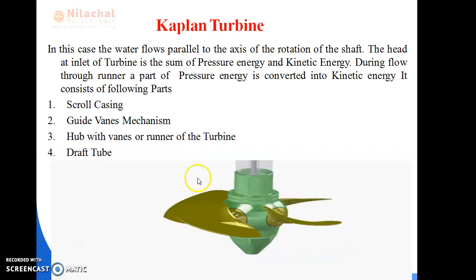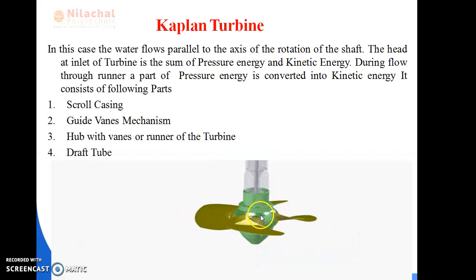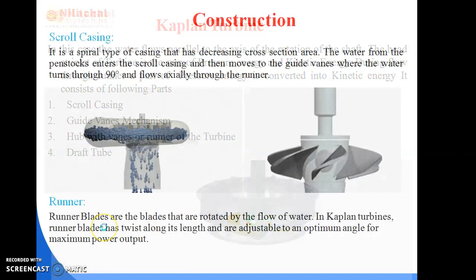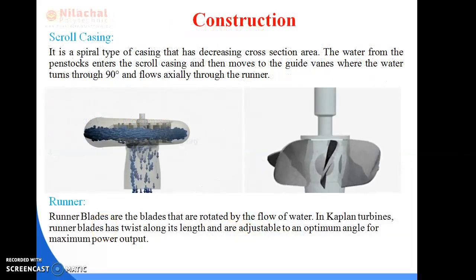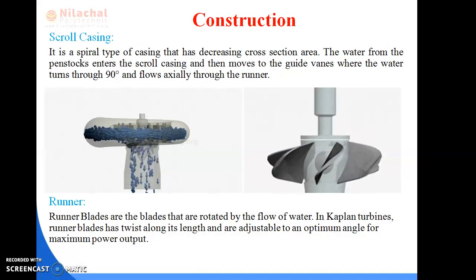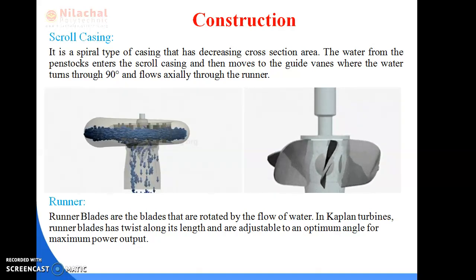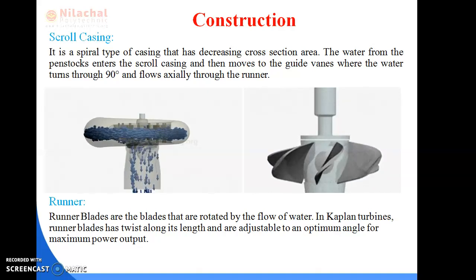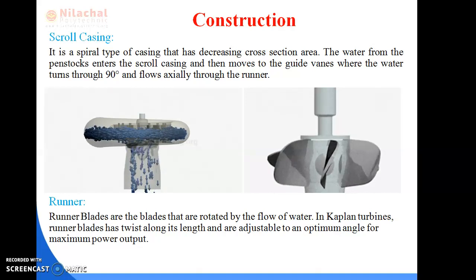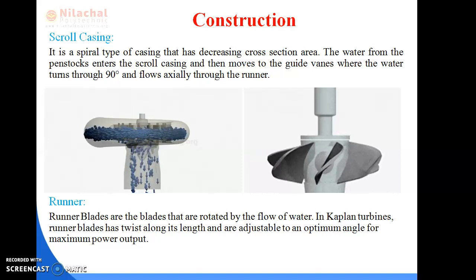The water enters in a direction parallel to the axis of rotation. First of all, we have to know what a scroll casing is. In case of the Kaplan turbine, we also use a casing known as a spiral casing, and the water enters from the penstock through the scroll casing, then moves to the guide vanes where the water turns through 90 degrees.